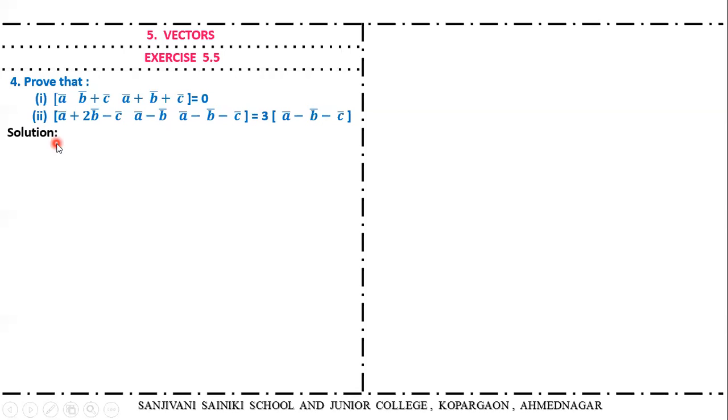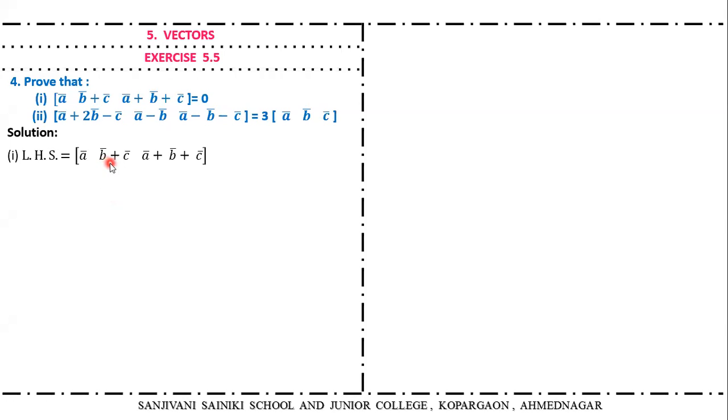The fourth example: prove that the scalar triple product of the vectors A bar, B bar plus C bar, A bar plus B bar plus C bar is 0. And the second problem is that the scalar triple product of A bar plus 2B bar minus C bar, A bar minus B bar, A bar minus B bar minus C bar is 3 times the scalar triple product of A bar, B bar and C bar. Let us prove this.